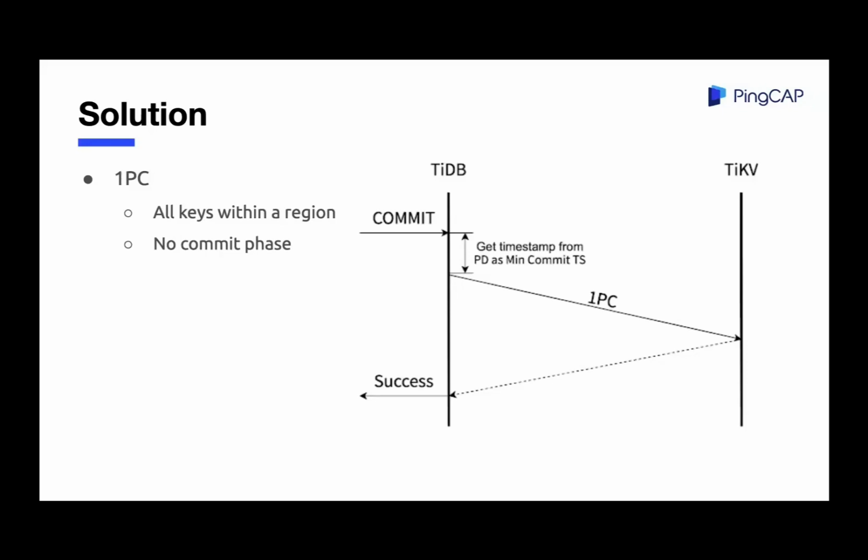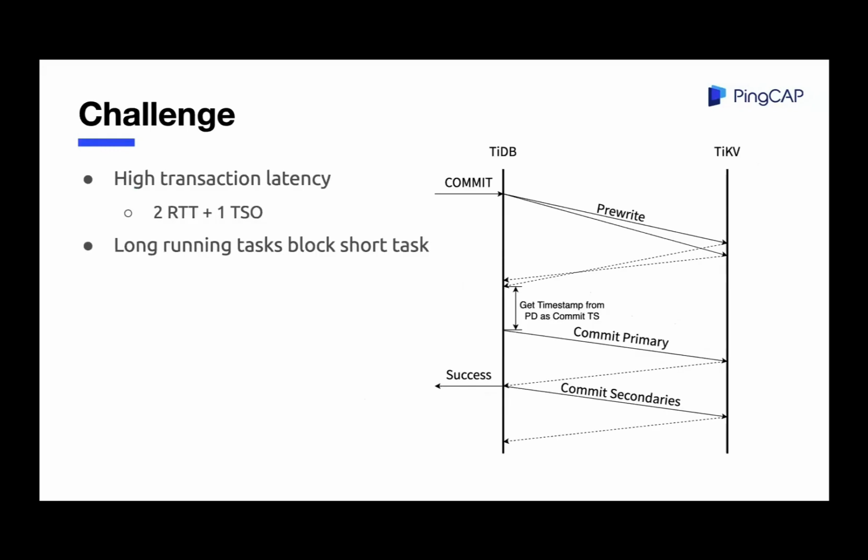So it can just query a min commit timestamp from PD and send all the requests to TiKV. Then if the prewrite is successful, we consider the transaction finished. So compared to two-phase commit, latency is reduced from two round trips to one round trip, plus one commit timestamp query time.